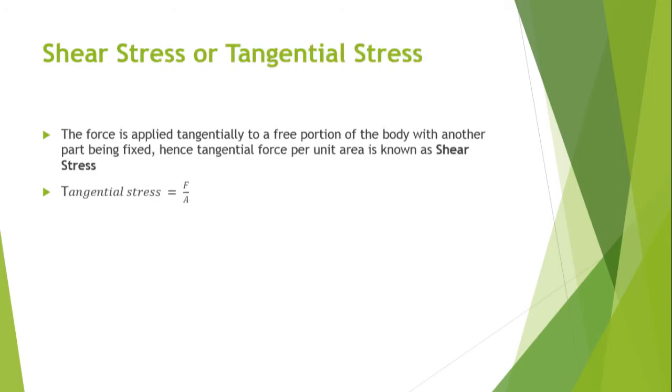Next is shearing stress. Shearing stress is the force applied tangentially to the free portion of the object, with another part fixed. Hence tangential force per unit area is known as shearing stress. Shearing stress is also called tangential stress, that is, tangential force per unit area.